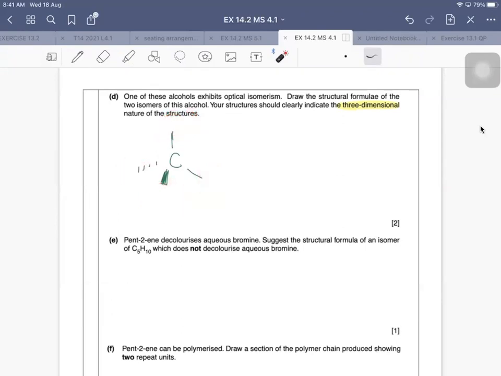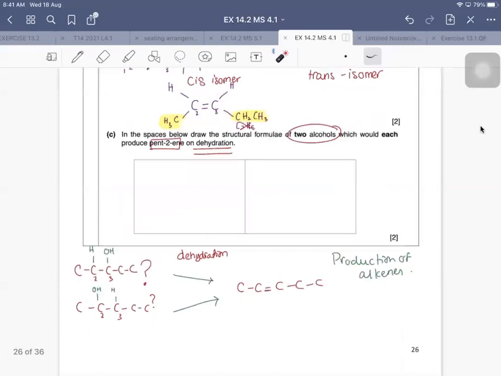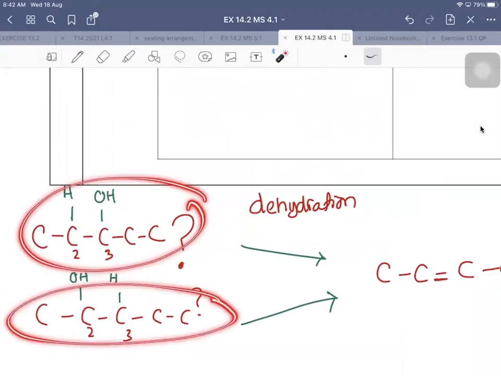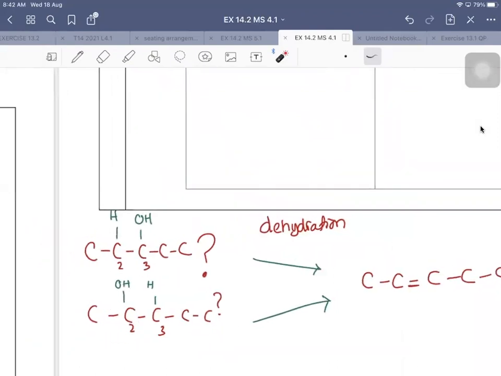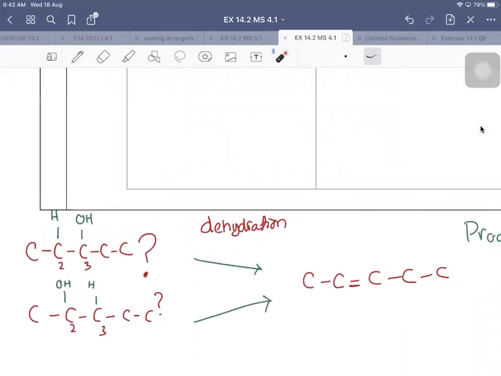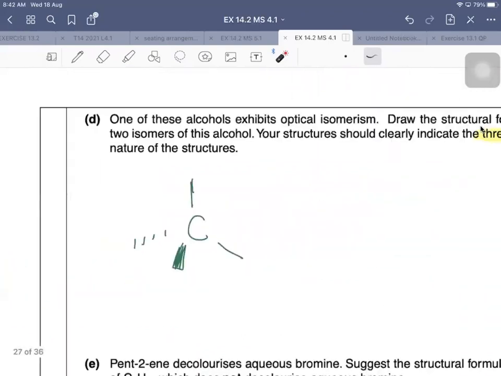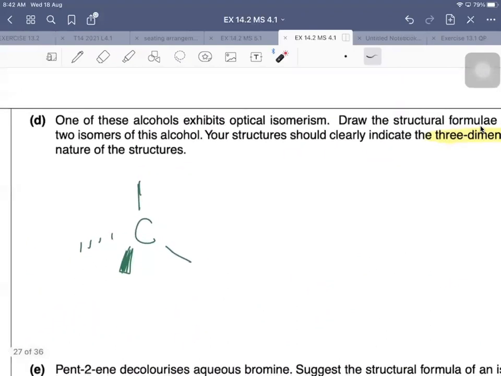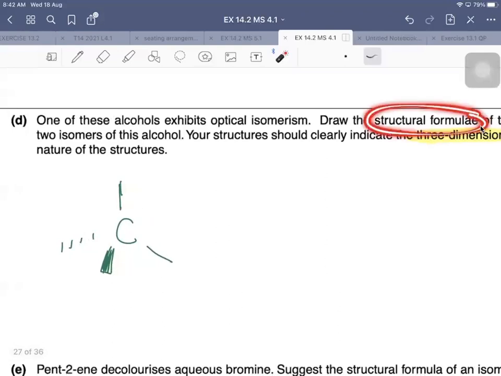So one of these alcohols, so we're referring to the alcohols that we were looking at, one of them has a chiral center. Either the one at the top or at the bottom. I'll let you decide. Of course, only one of them can have a chiral center. So when you draw them, please draw them correctly. Make sure you draw the structural formula. Structural formula means, again, CH2, CH3, for example. No shortcut such as C2H5 like that.